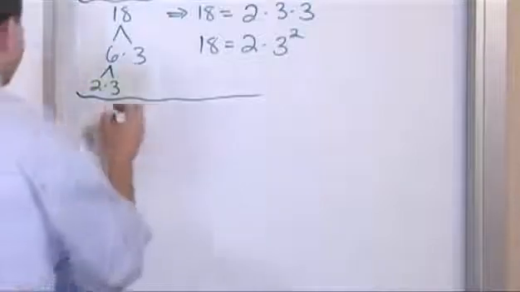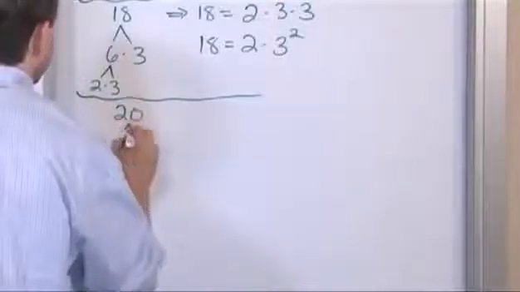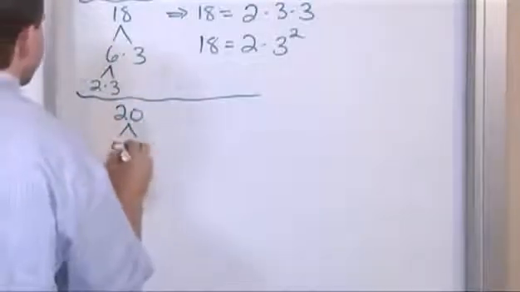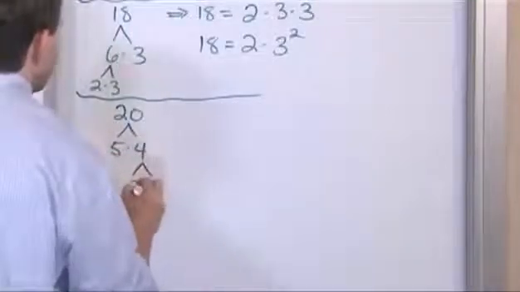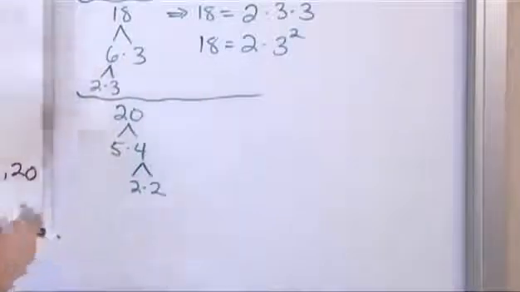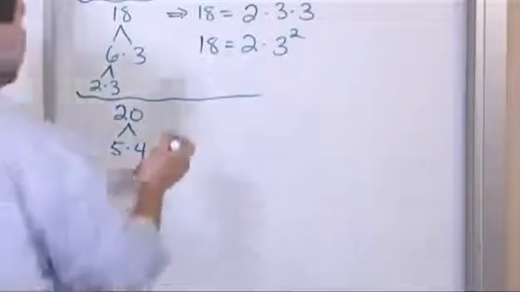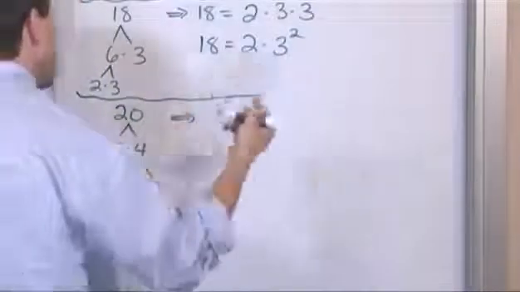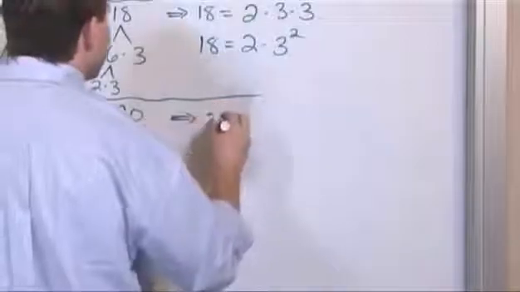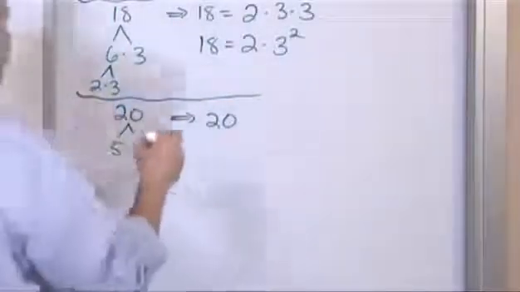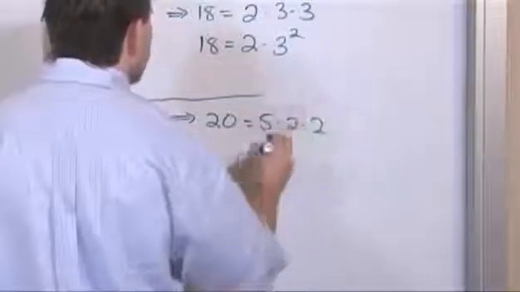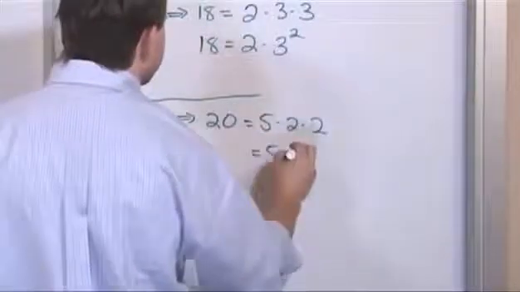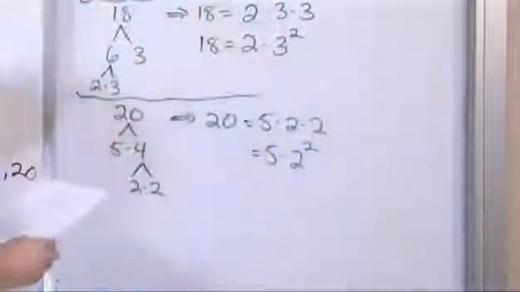All right, now let's say we have the number 20. Well, we can write that as 5 times 4. This is prime, but we can write this as 2 times 2. So we're done. Everything in the bottom of the tree is factored. Now, if we're going to write the factorization, that means you're actually showing the things that multiply together at the bottom of the tree, so you would say 5 times 2 times 2. Which can be written as 5 times 2 squared.